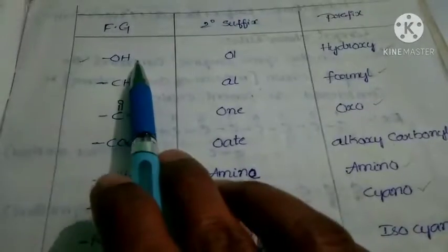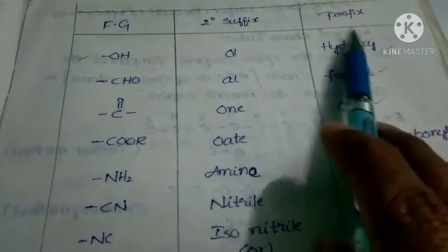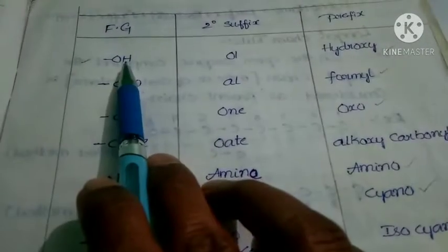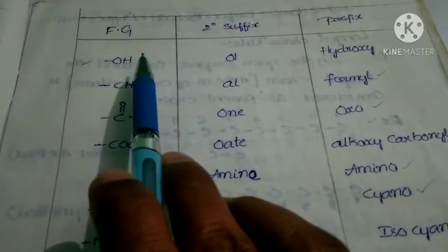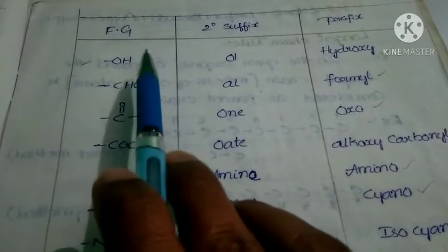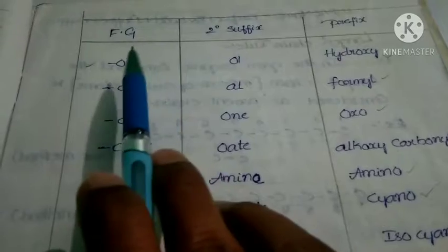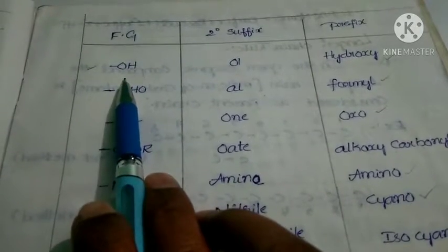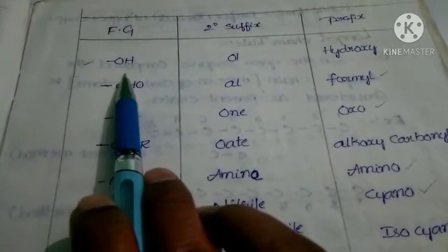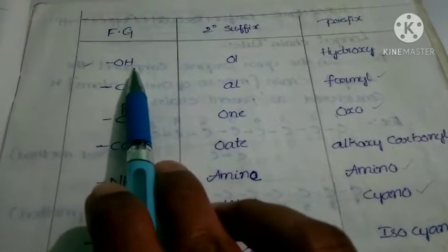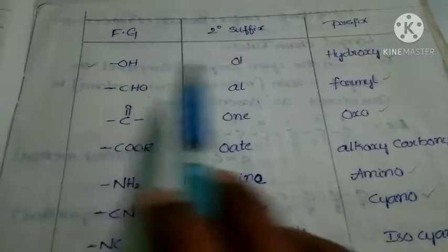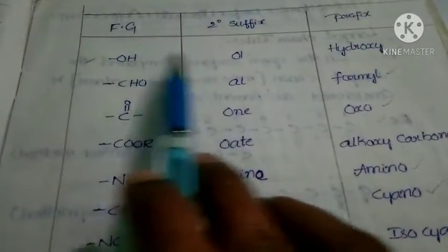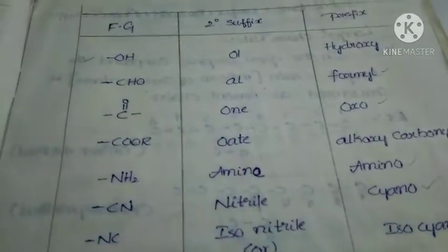If it is present as prefix, that is when any higher priority functional group is given along with this alcohol group, then this alcohol group is considered as prefix or substituent. Then it should be called hydroxy. It should not be called ol. I hope you understand this point.